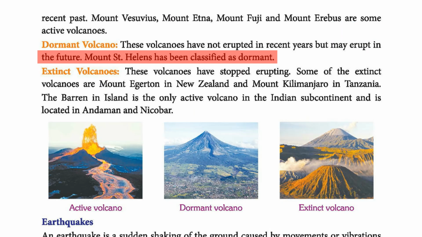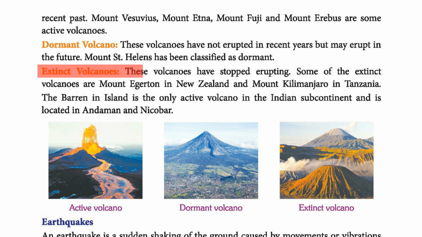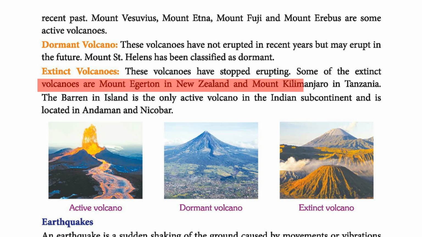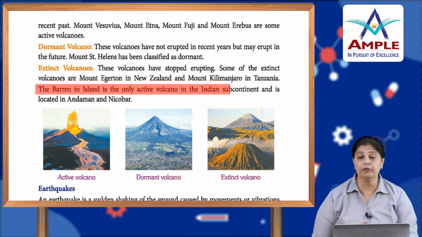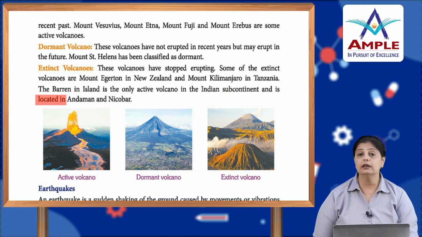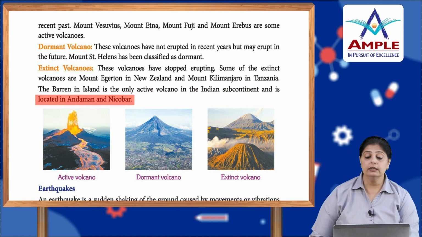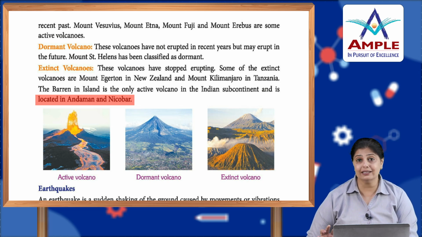Now let us talk about extinct volcanoes. These volcanoes have stopped erupting. Some of the extinct volcanoes are Mount Egerton in New Zealand and Mount Kilimanjaro in Tanzania. Now, Barren Island is the only active volcano in the Indian subcontinent and is located in the Andaman and Nicobar Islands. So, this is the only volcano on the Indian side, called Barren Island.